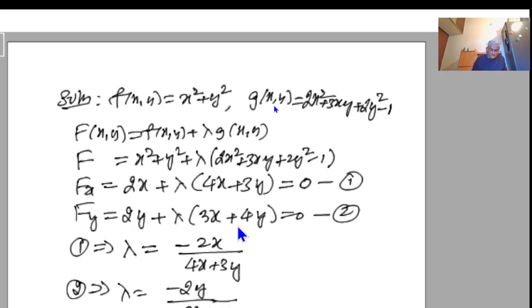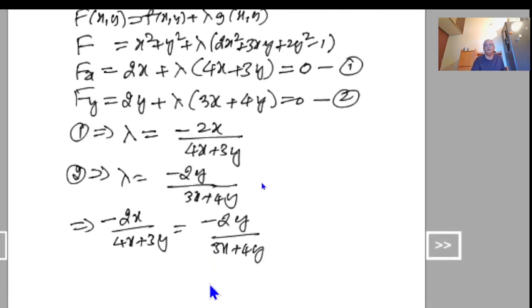What this implies here is, what I am getting is minus 2x by 4x plus 3y is equal to minus 2y by 3x plus 4y. Okay. So this minus gets cancelled, 2 gets cancelled here. Taking the cross multiplication, this gives 3x square plus 4xy equal to y into 4xy plus 3y square.